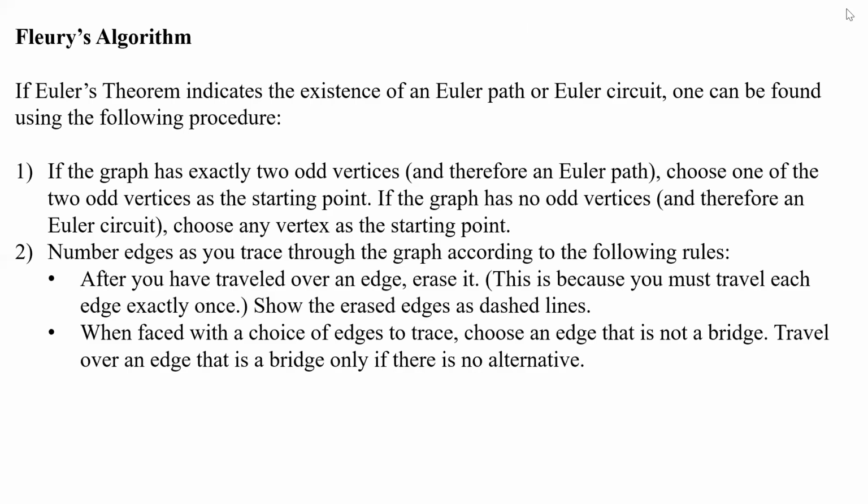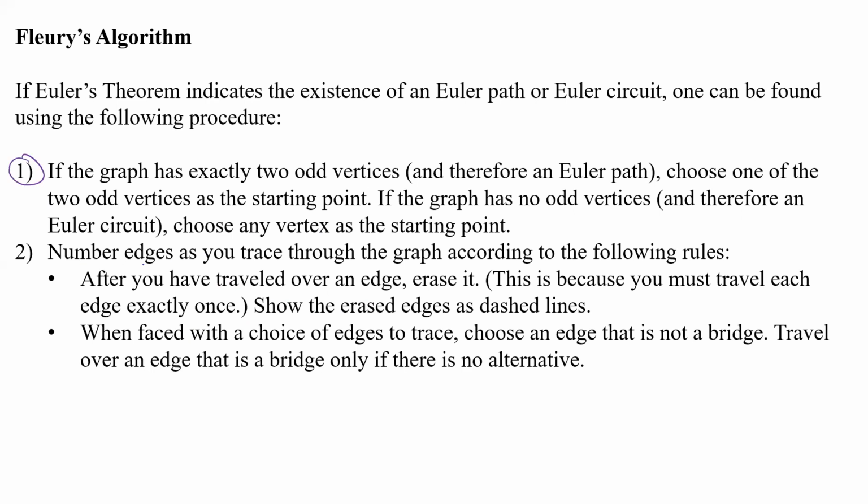All right, so the last part of this section is talking about Fleury's algorithm. If Euler's theorem indicates the existence of a path or a circuit, one can be found using the following procedure. If the graph has exactly two odd vertices, and therefore it has an Euler path, we choose one of the odd vertices as a starting point. And if the graph has no odd vertices, and therefore it's a circuit, we can choose any vertex as a starting point. So that's basically getting us to the starting point.